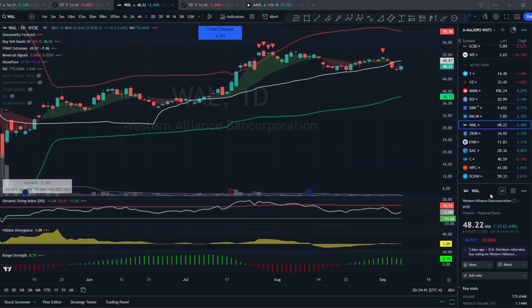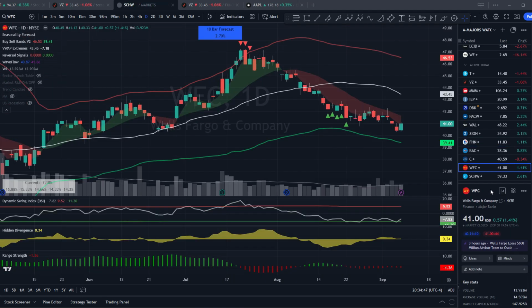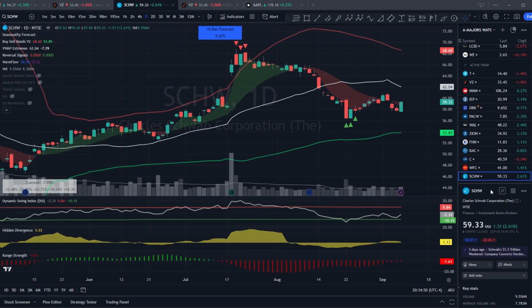And just looking across the regional banks, got a nice little pop here today, and even in the big guys as well, with Charles Schwab up 2.6%.